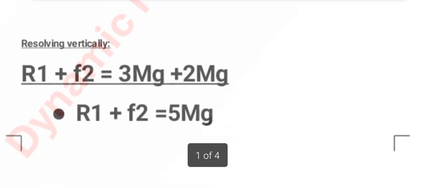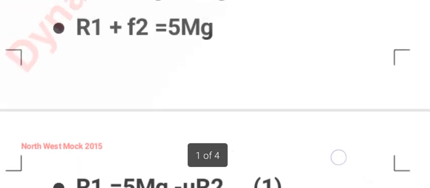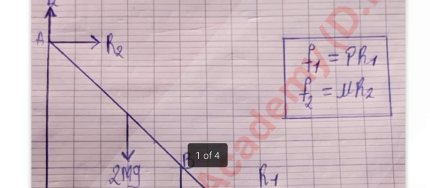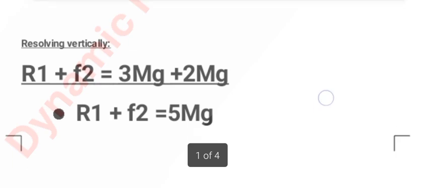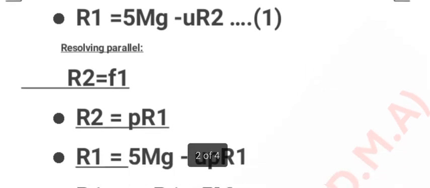Okay, from there you realize that R1 plus F2 is equal to 5mg. That's just simple addition. From there you have R1 is equal to 5mg minus uR2. Why like that? Because F2 is uR2, as I said earlier, so when F2 crosses over it becomes minus uR2. That's it. Okay, we're going to resolve horizontally.